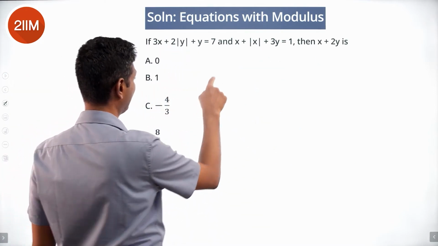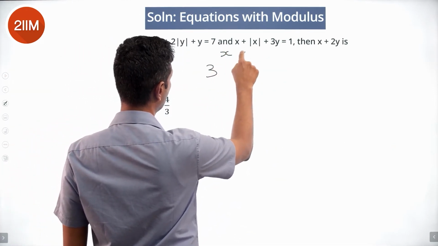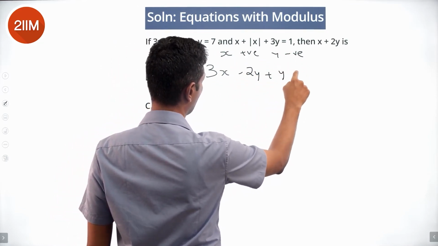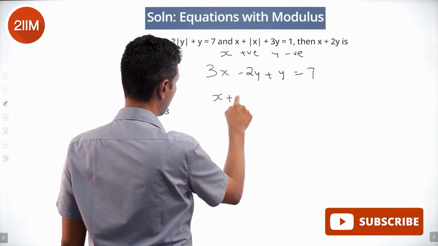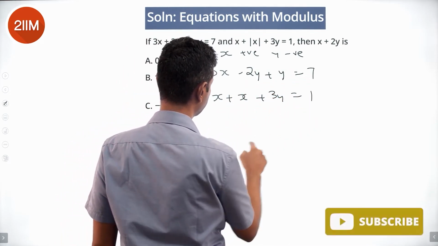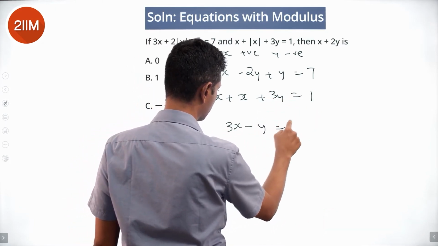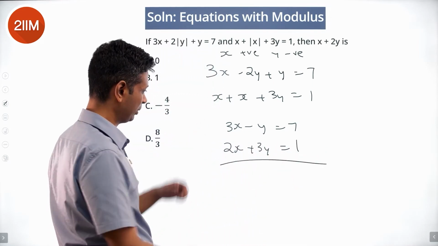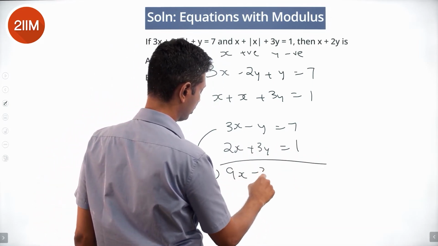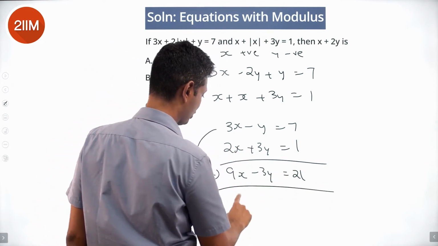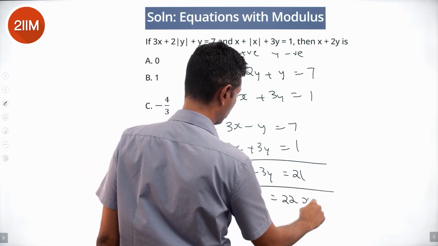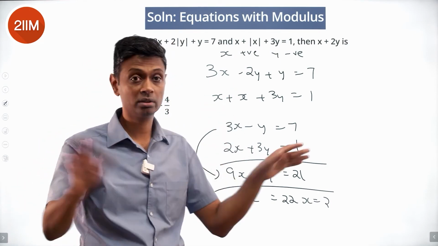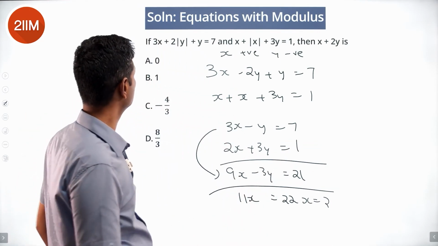X positive, y negative. So we are looking for x positive, y negative. That is 3x minus 2y plus y is 7 and x plus 3y is 1. 3x minus y is 7. 2x plus 3y is 1. Multiply this by 3. 9x minus 3y is 21. Add these two. 11x is 22. X is 2. When we plug in x is 2, we should get y as negative. If we don't get y as negative, there is no solution. Done. Game over. When x is 2, let's plug this in.